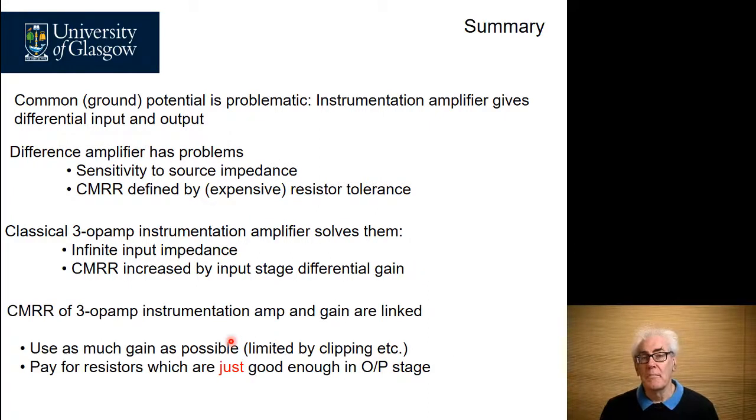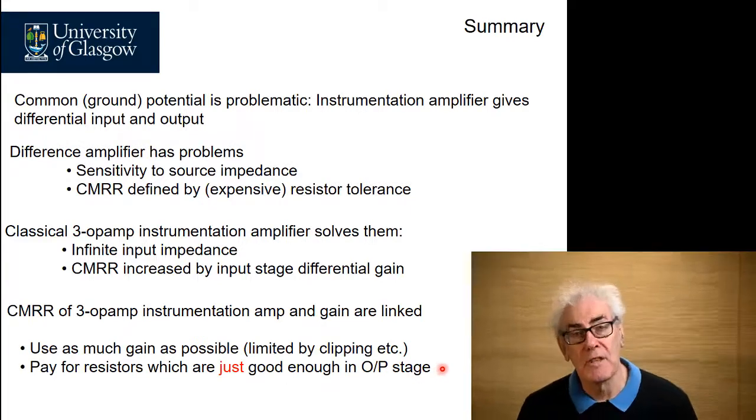Now, it's important to remember that common mode rejection ratio of a classic instrumentation amplifier and the gain are still linked. So you must use as much gain as possible in the input stage, but this may be limited to clipping or overdrive from the application circuit you're using. But the positive benefit is you can pay for resistors that are just good enough in the output stage, so you can save money in the resistor matching components. I hope you now see and understand how instrumentation amplifiers can help being applied for very sensitive signals, for thermocouples or things like bridge amplifiers.